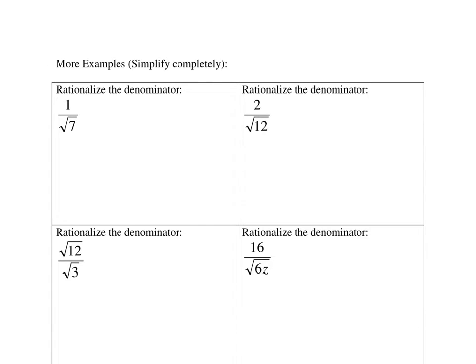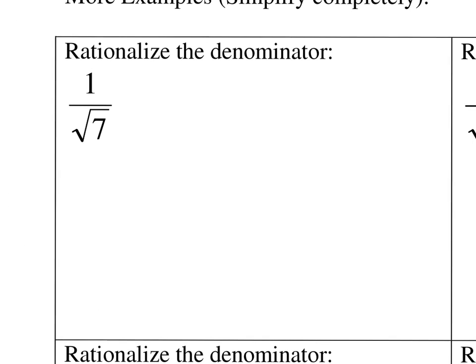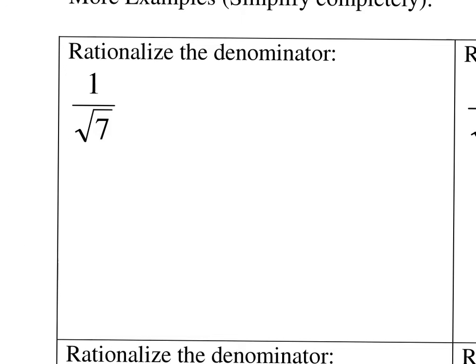All right, this video is more practice examples for rationalizing the denominator. The first question says, rationalize the denominator of 1 over the square root of 7. The idea of rationalizing is to get the radical out of the denominator of a fraction.